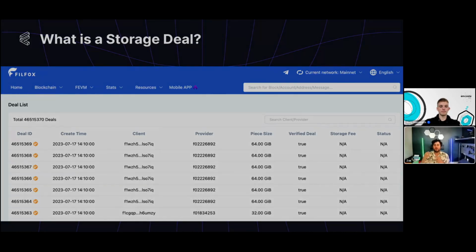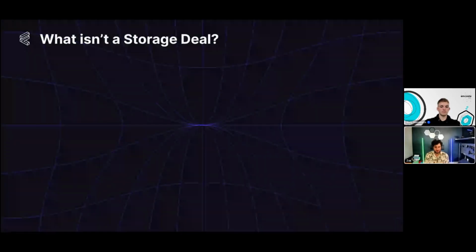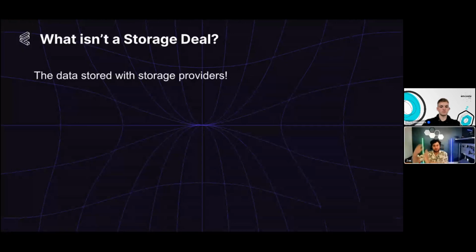So again, what isn't a storage deal and what isn't on the Filecoin blockchain is the actual data being stored with storage providers, right? They have that on their hard drives. That data actually isn't within the blockchain. The storage deals are in the blockchain, which hold them accountable to keep that data stored. And in a nutshell, they're held accountable.